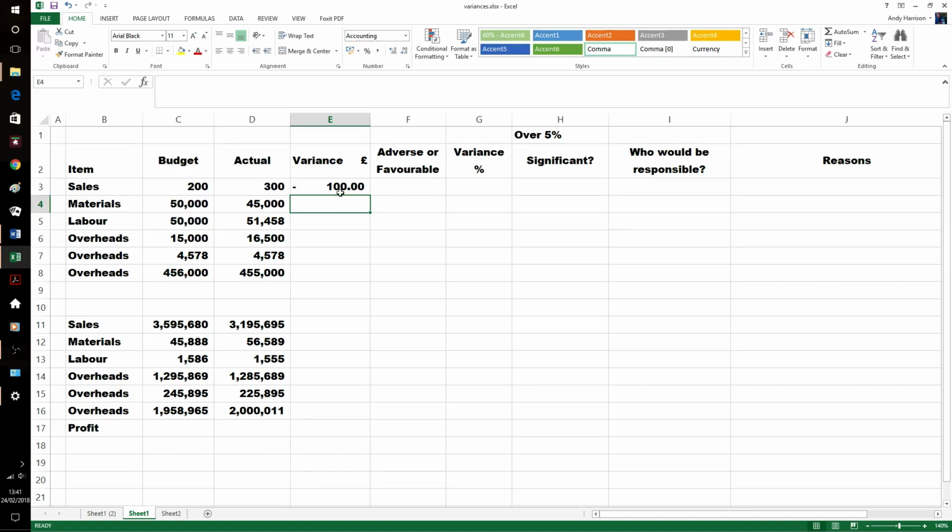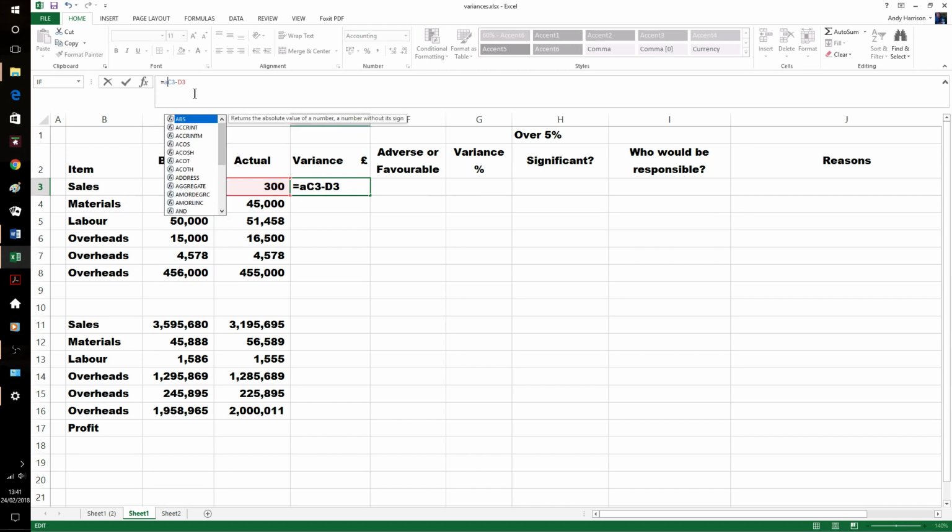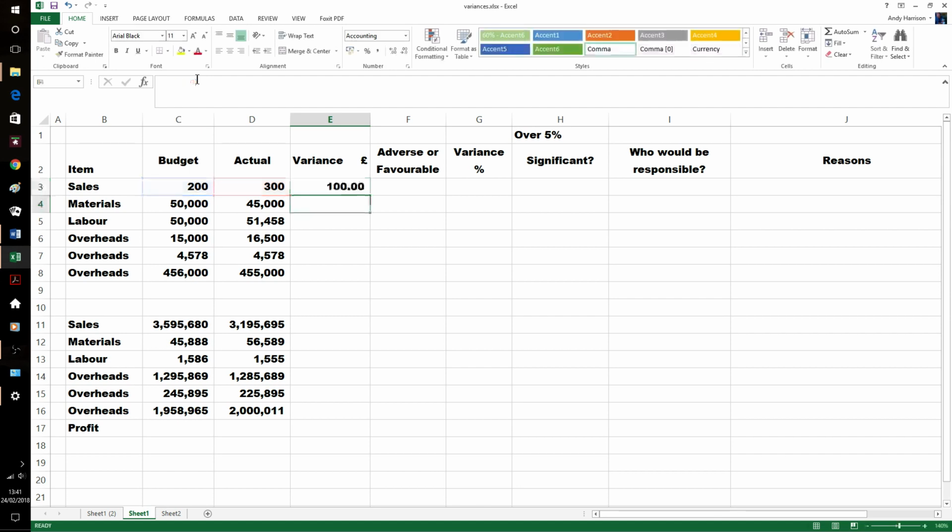Now that one's got a minus symbol in front of it. That's not really useful in terms of our calculations. It will mess up our percentage calculations. So there's a little formula that we can use, or function. ABS means absolute, and it returns the absolute value of a number without its sign. So if we put the calculation in brackets, it gets rid of the minus symbol, because we're then going to decide whether it's adverse or favourable afterwards.